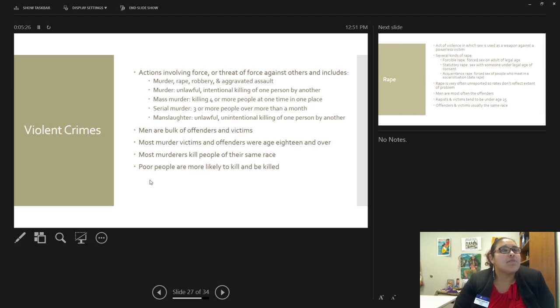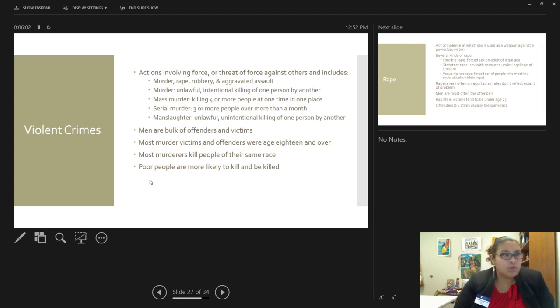Violent crimes. These are actions involving force or threat of force against others. This includes murder, rape, robbery, and aggravated assault. Murder is the unlawful intentional killing of another person. Mass murder is killing 4 or more people at one time. A serial murderer is killing 3 or more people over a period of time. Manslaughter is the unlawful unintentional killing of another person.